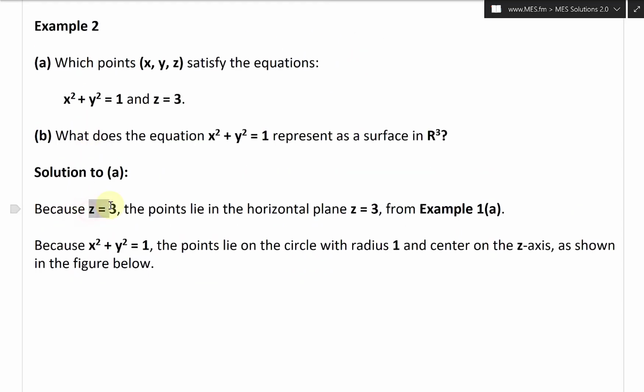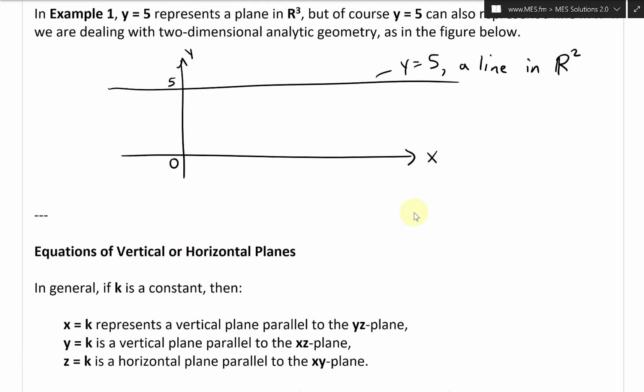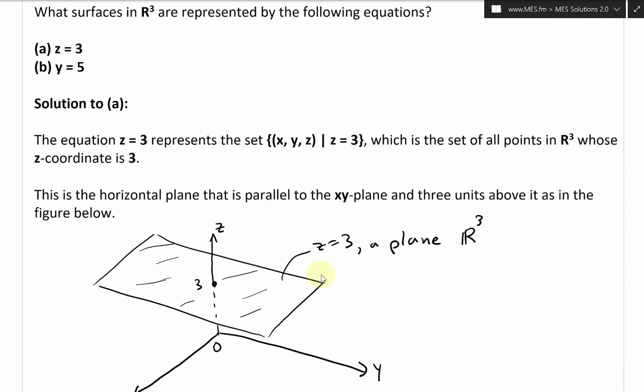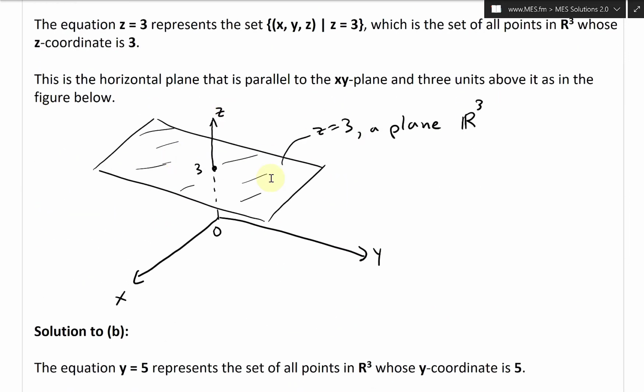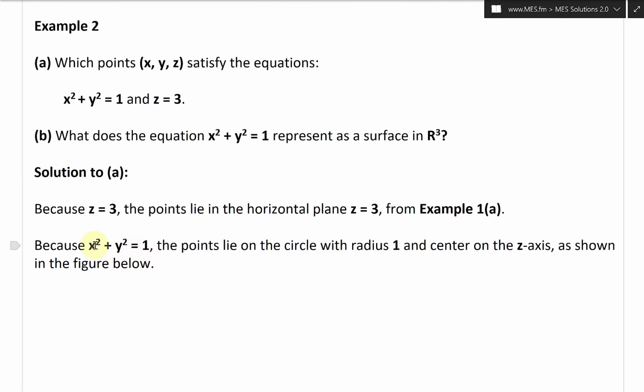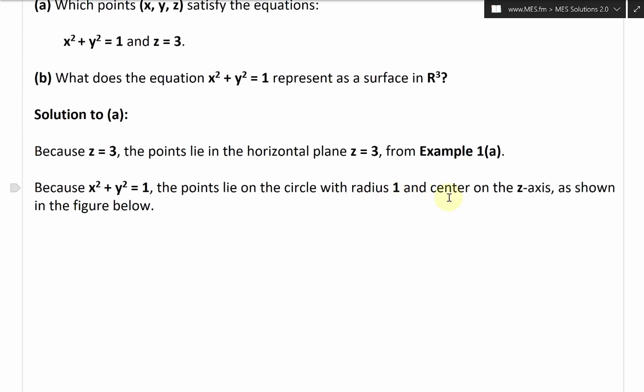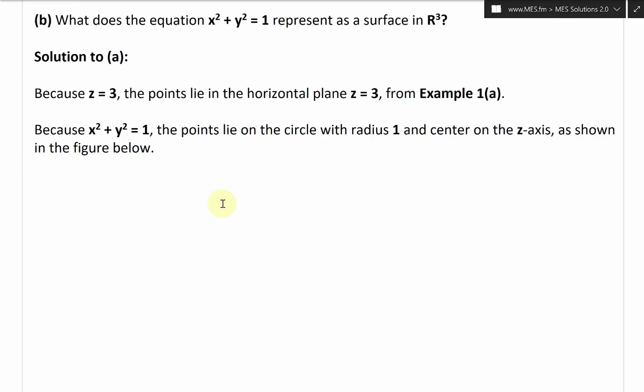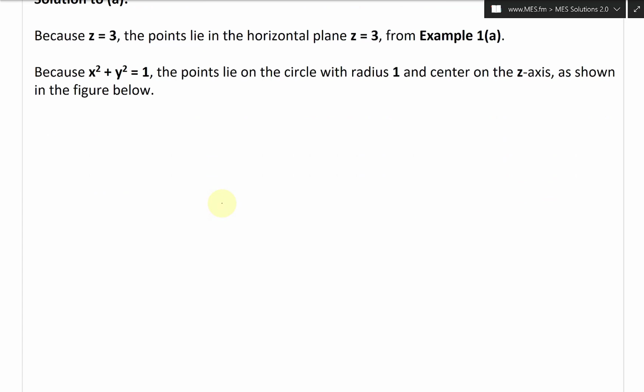Because z equals 3, the points lie in the horizontal plane z equals 3 from example 1a. If we recall example 1a, this is our z equals 3. So it's going to be somewhere along there, but then we're also given an equation of a circle. Because x squared plus y squared equals 1, the points lie on the circle with radius 1 and the center on the z-axis, as shown in the figure below. So if we draw this out, we're going to have something that looks like this.